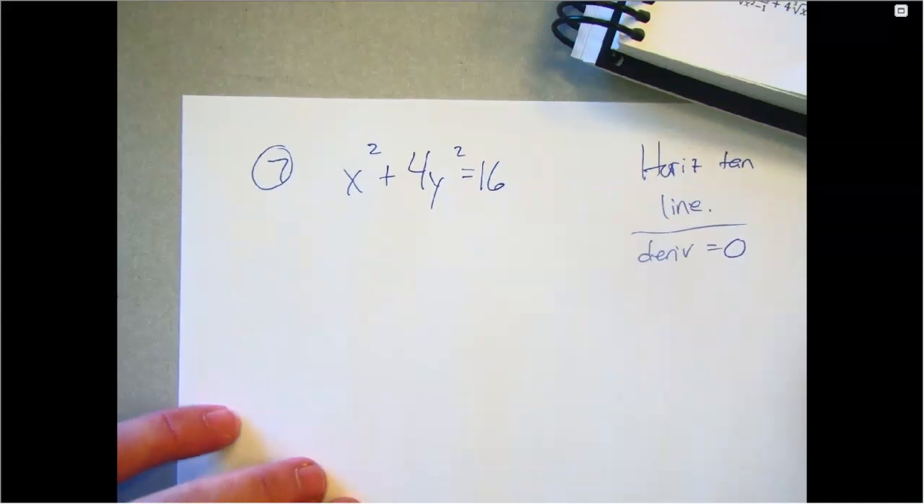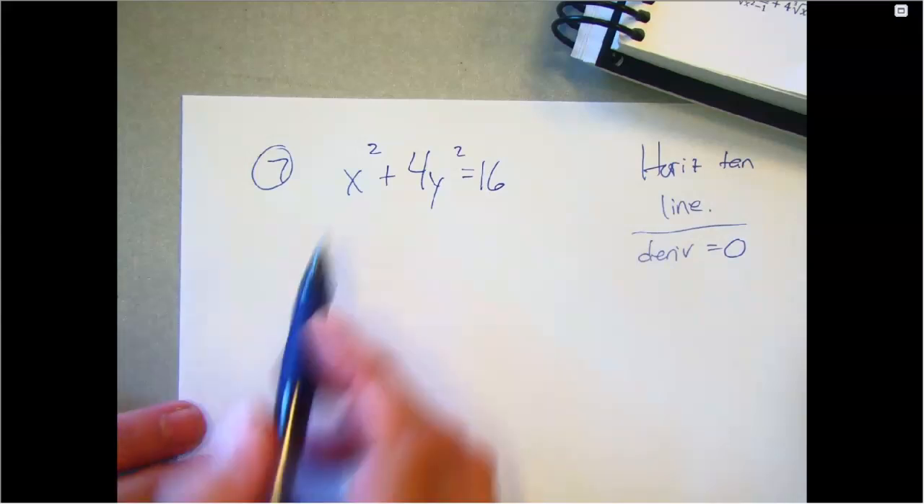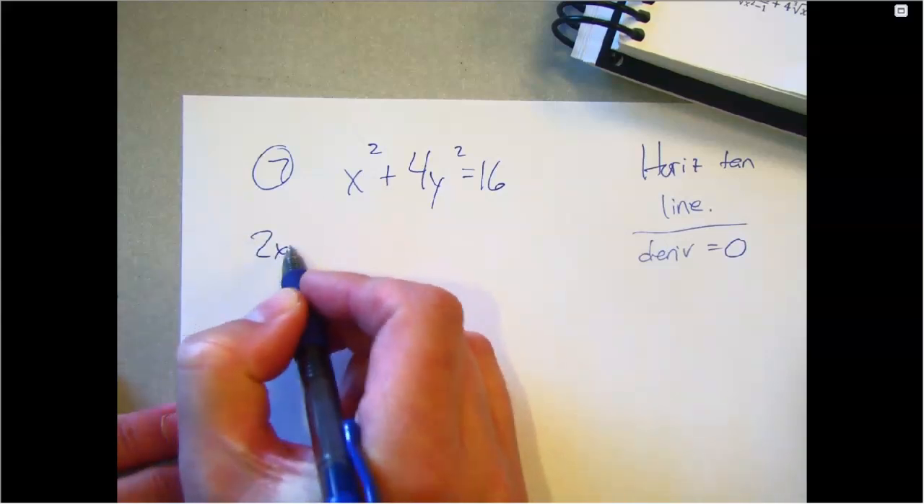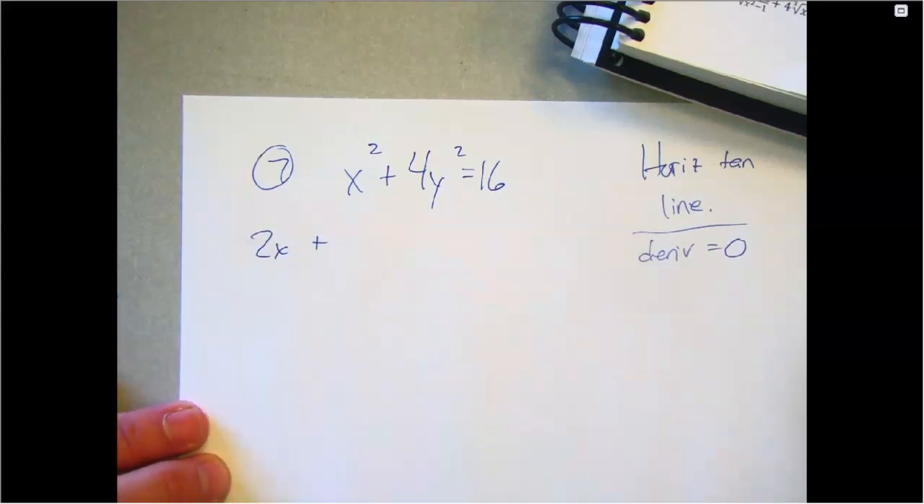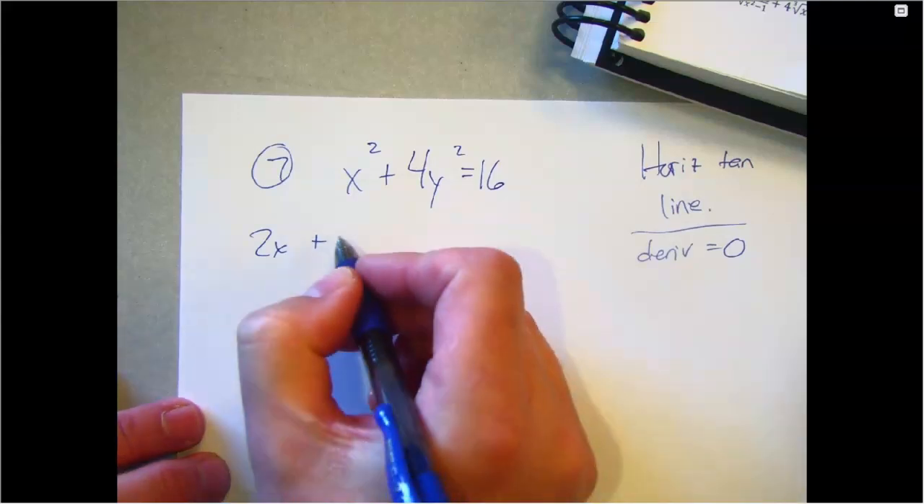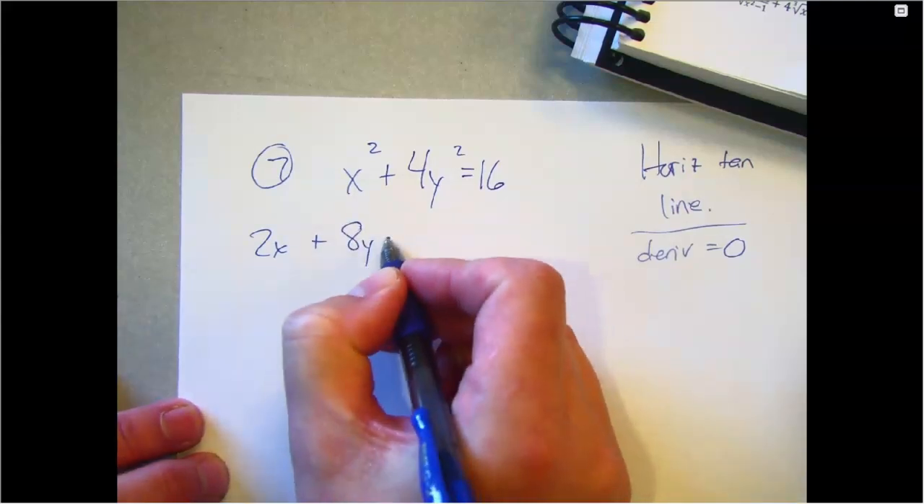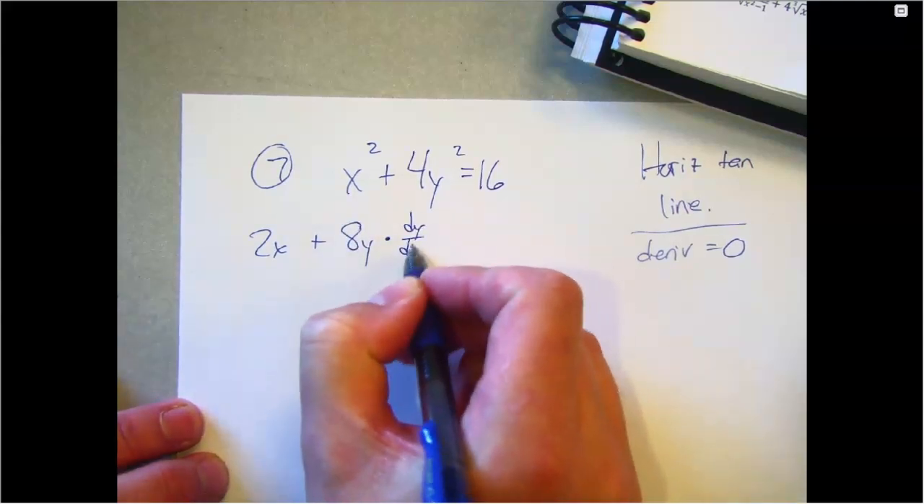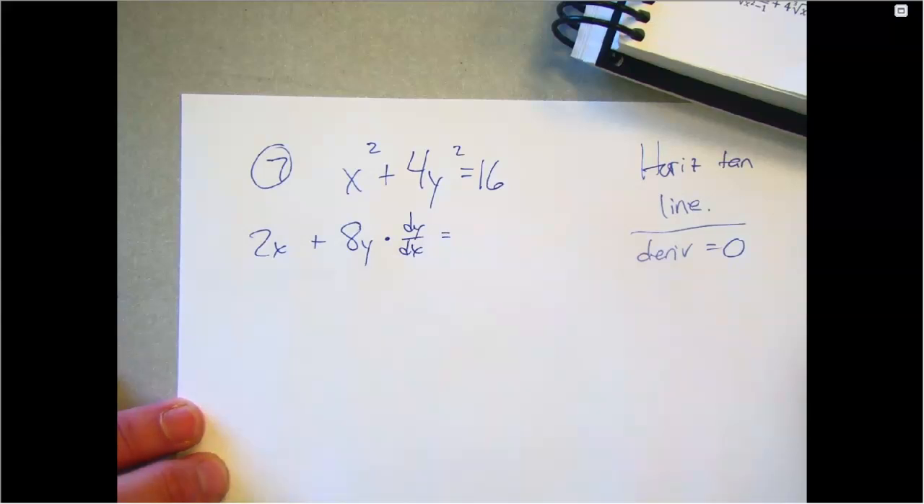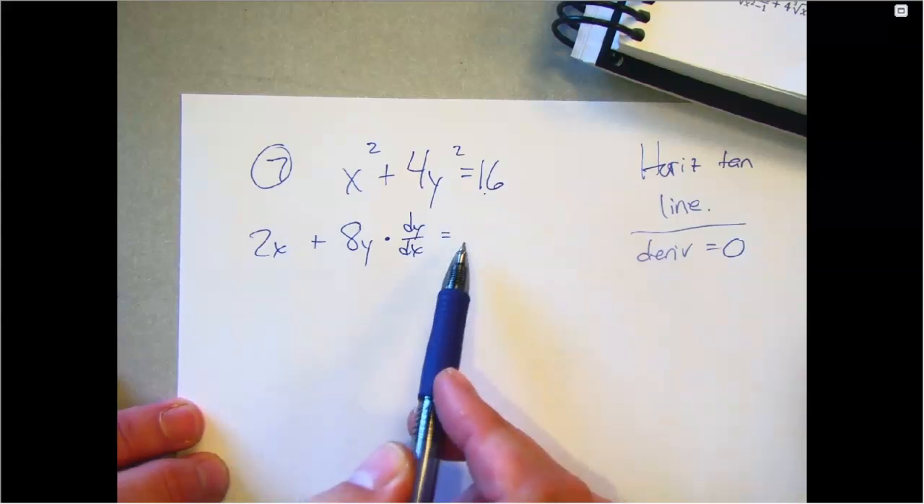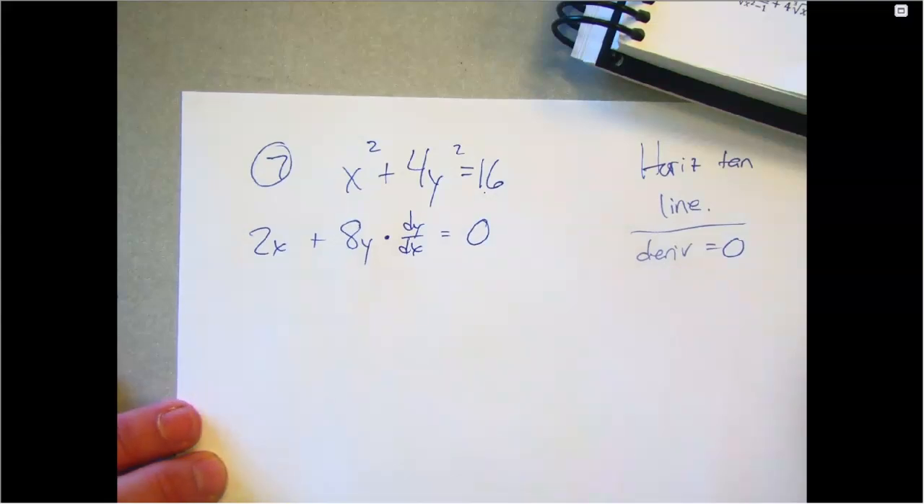This equation has the x's and y's mixed up. It doesn't explicitly say y equals blah. It's like they're both in there, so we're going to have to use implicit differentiation. The derivative of x squared is 2x. The derivative of 4y squared would be 8y, but I took the derivative of a y, so multiply by dy dx. And then don't forget to take the derivative of the right-hand side also, and that is 0.